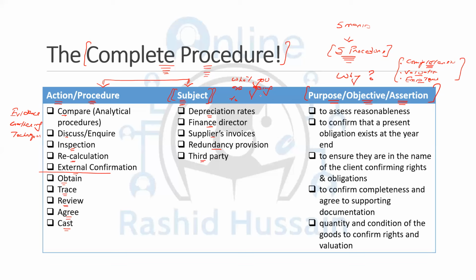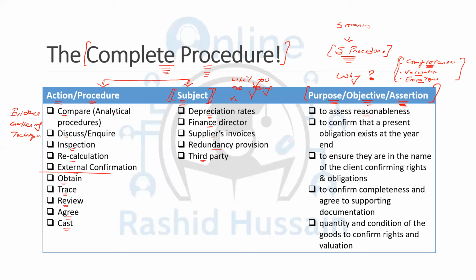Why you are inspecting, why you are comparing, why you are agreeing, why you're obtaining, why you are tracing. Here comes the why. You should know why, what you are going to test and why, the purpose, objective, and which assertion it is going to verify. So for example, compare the depreciation of this company with the similar company, to assess the reasonableness of the depreciation rates used, because we know the depreciation is an accounting estimate, and an accounting estimate should be reasonable.